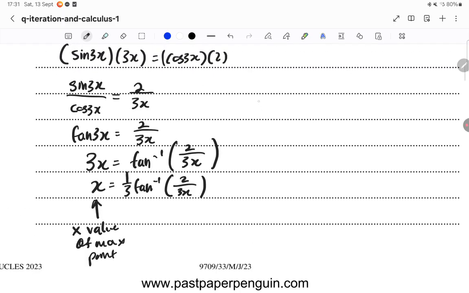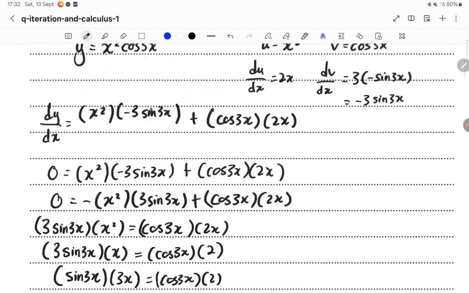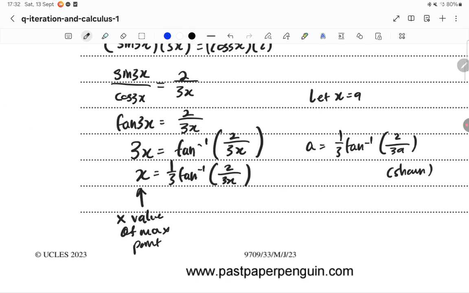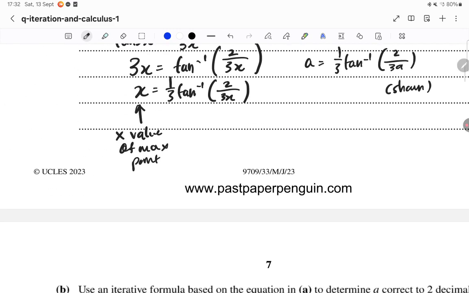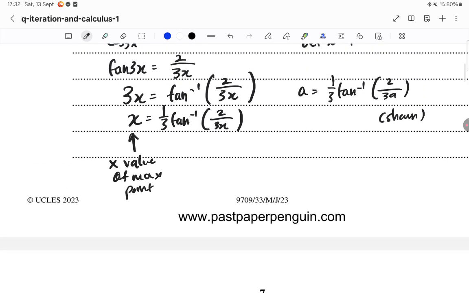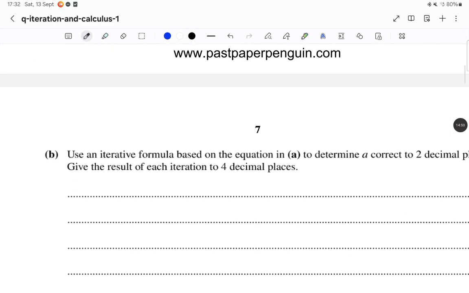So the x value at the maximum point will be a, right? So we just replace it with a, and we should be getting it as requested, 1 over 3 tangent inverse 2 over 3a. Okay, that's nice. So we've got our first question done, and now moving on to the second question.